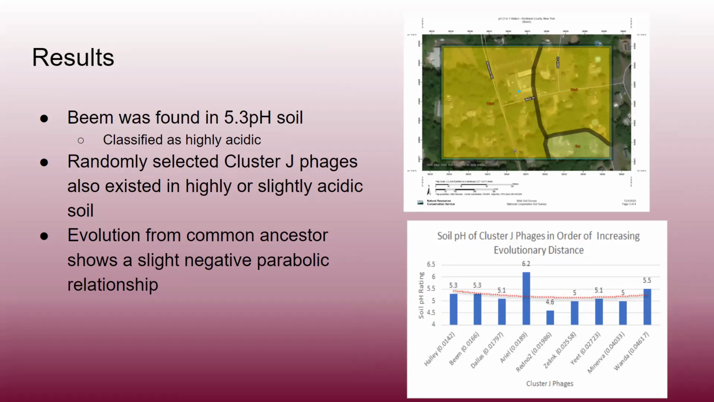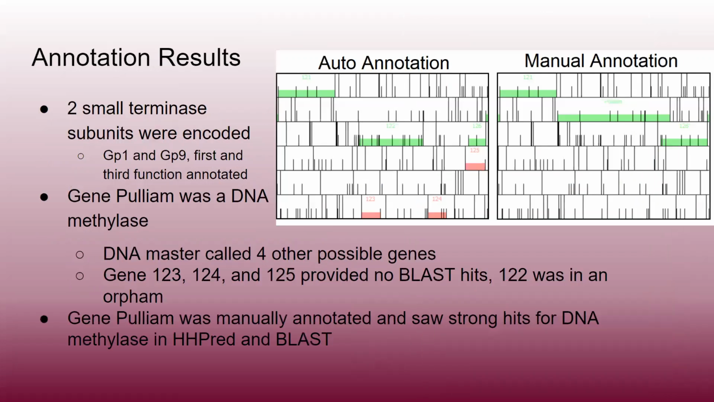We also, with our randomly selected cluster J phages, found that they also existed in highly acidic or slightly acidic soil, with Ariel being the outlier. So that bottom figure shows a graph of the pHs in order of evolutionary distance from the common ancestor. So you can see there's a negative parabolic relationship in that.